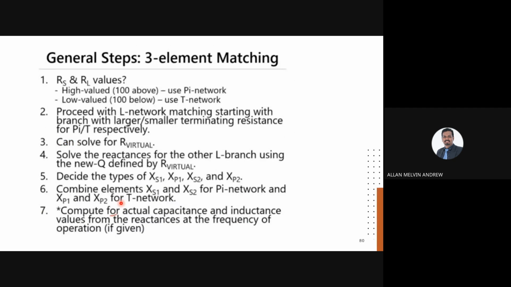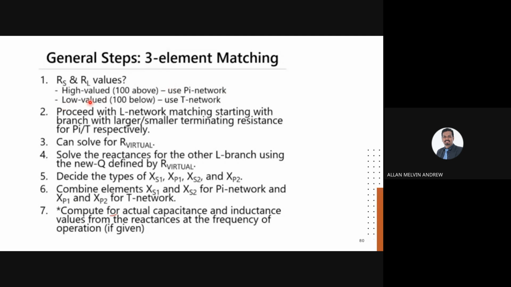Okay, the general steps for three-element matching: you find RS and RL. If both are above 100, then we always use the pi network.